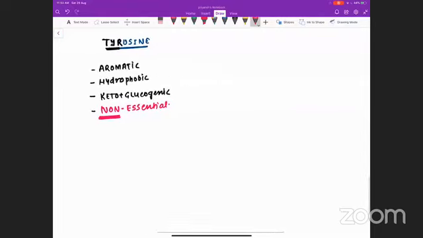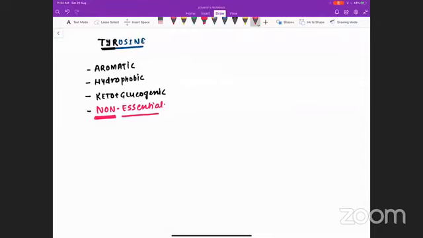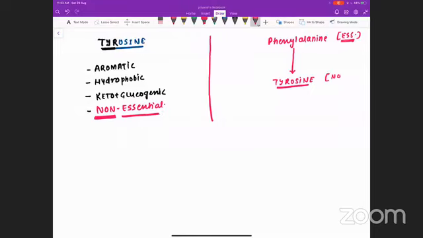And you can easily understand the reason why it is non-essential, because just now we have discussed phenylalanine, and I have told you that phenylalanine is an essential amino acid. If you are eating phenylalanine, then you can easily convert that phenylalanine into tyrosine. So tyrosine is a non-essential amino acid, because if you eat phenylalanine, your body can convert phenylalanine into tyrosine.